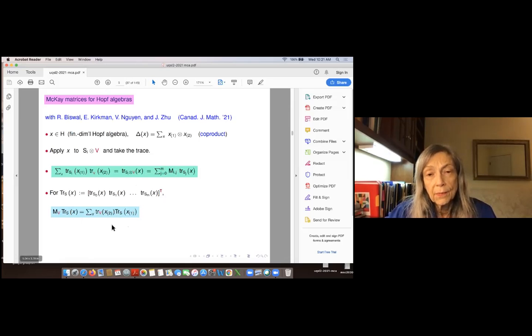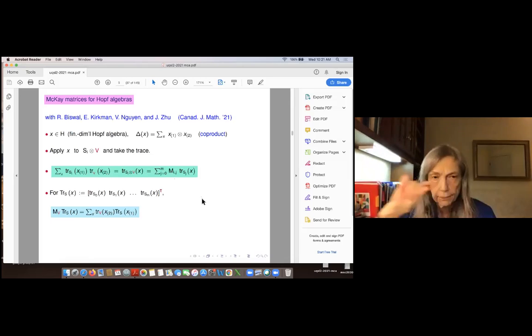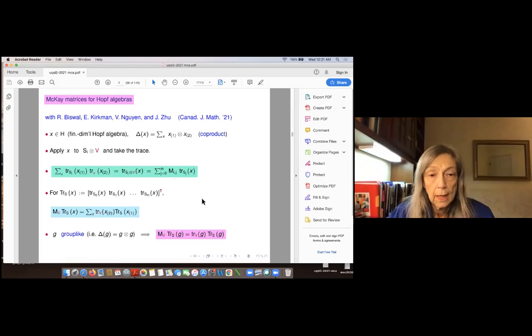So this is a matrix equation. This is the ith component of it, the ith row. Now, what happens if g is group-like? Well, it becomes extremely simple. It's just that this vector at a group-like is an honest eigenvector of M.